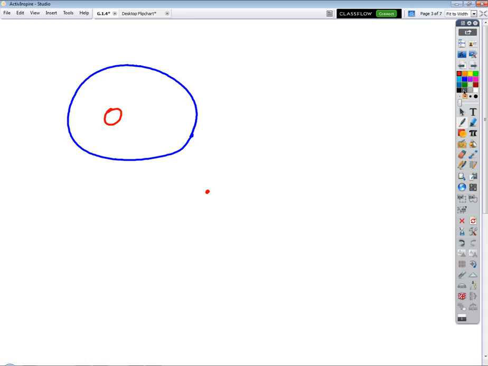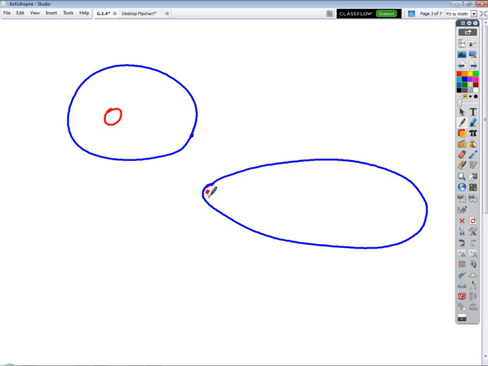Their orbit would look more like this. So it's really highly elliptical, kind of orbit that is.